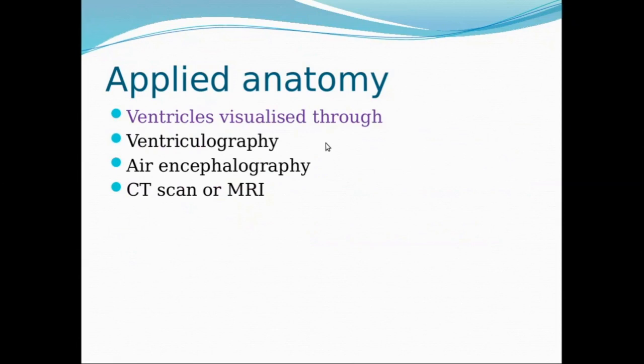Ventricles, not only lateral ventricles, any ventricle we can use this applied anatomy. They will be visualized through ventriculography. That is taking X-rays of the ventricles by the opaque media, or air encephalography. Nowadays these are all replaced by the CT scan or the MRI. So we have covered the lateral ventricle in detail. So this is an important question in neuroanatomy.